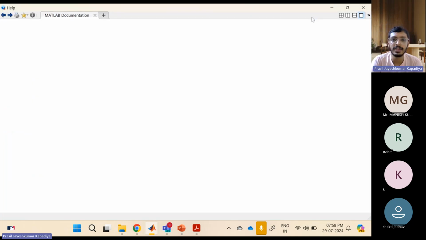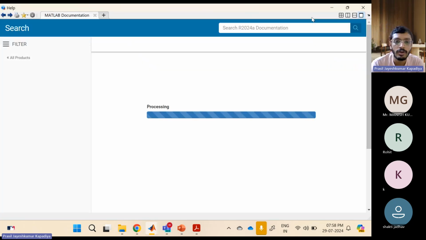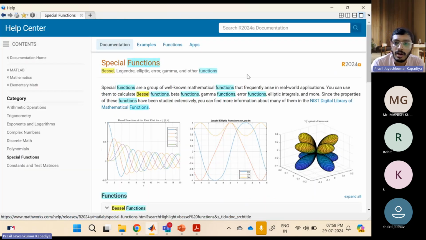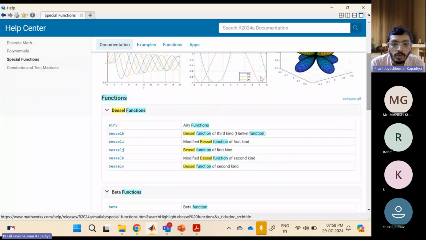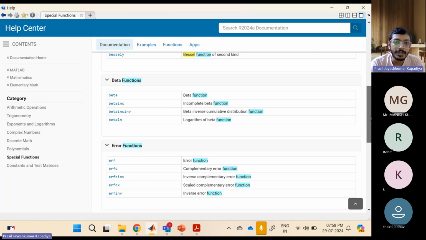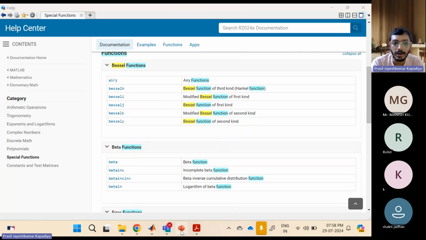There is a different theory that I will not be covering for now, but there is something that you can see. These are special functions: Bessel, Legendre, elliptic, gamma, others. So when you want to calculate some kind of Bessel function, you need to call the function Bessel Y, Bessel function of second kind, Bessel K, modified Bessel function of second kind, Bessel J, Bessel function of first kind, and Bessel I, modified Bessel function of first kind. So you can directly call it. You don't need to write any code for this part.